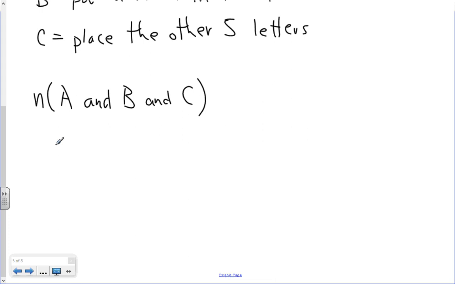So to find out what that's equal to, we just find out the number of ways that you can arrange that first letter, the Q in the 4th spot. So it's the number of ways that event A can occur.